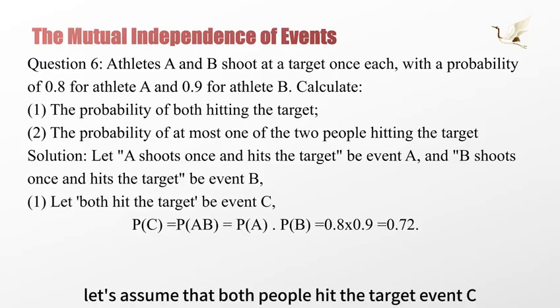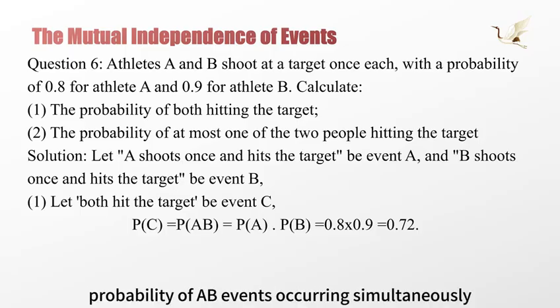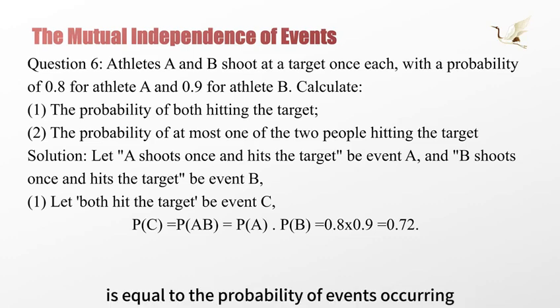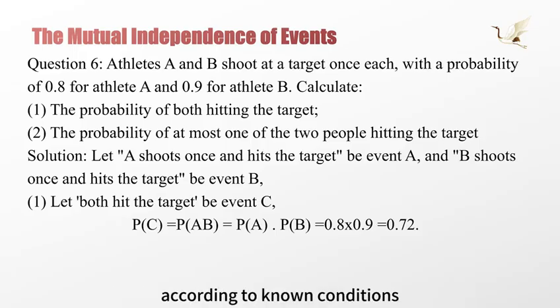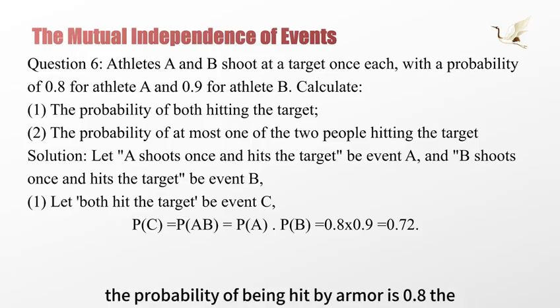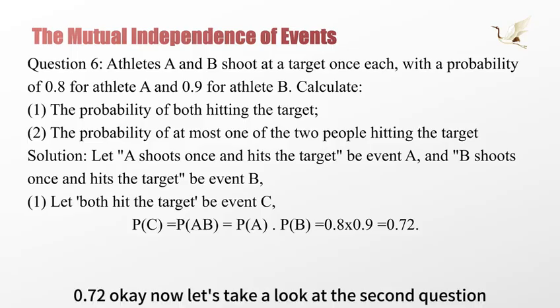Firstly, let's assume that both people hit the target, event C. Then P(C) is also P(AB). The probability of AB events occurring simultaneously is equal to the probability of event A occurring multiplied by the probability of event B occurring. According to known conditions, the probability of A hitting is 0.8. The probability of B hitting is 0.9. Therefore, the final conclusion is 0.72.